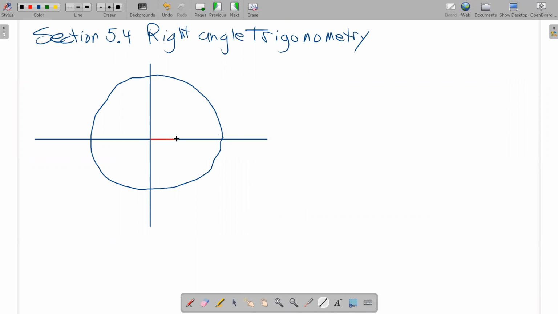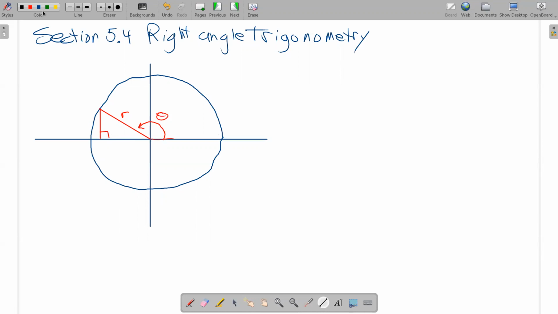We played with the idea for a while that we measure an angle from the positive x-axis counterclockwise, and we move around that way. So let's say that's the radius I'm going to choose. That radius swept an angle. Standard form of that angle, again, is from the positive x-axis counterclockwise to wherever I end up. So that's my angle theta. We then played with the idea that we can drop a perpendicular to the closest part of the x-axis. So that would be right over here, and that forms this right triangle.